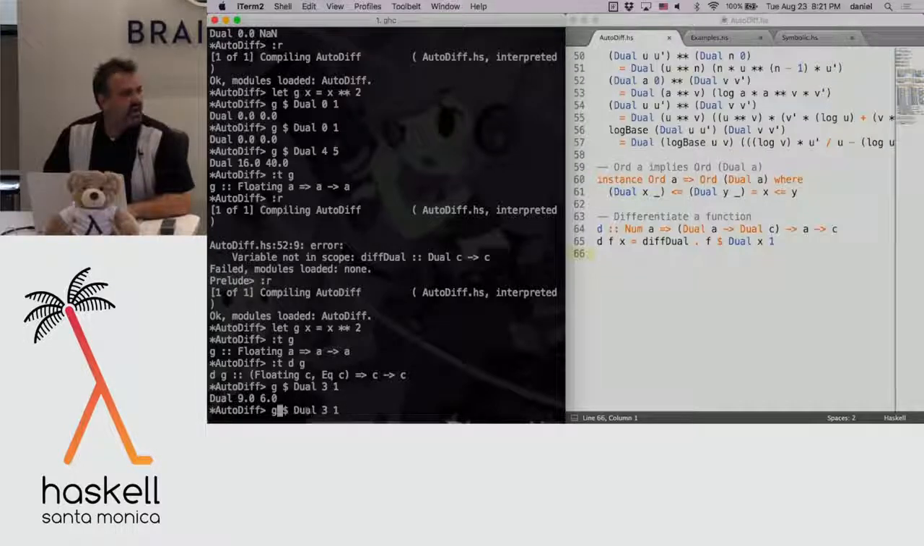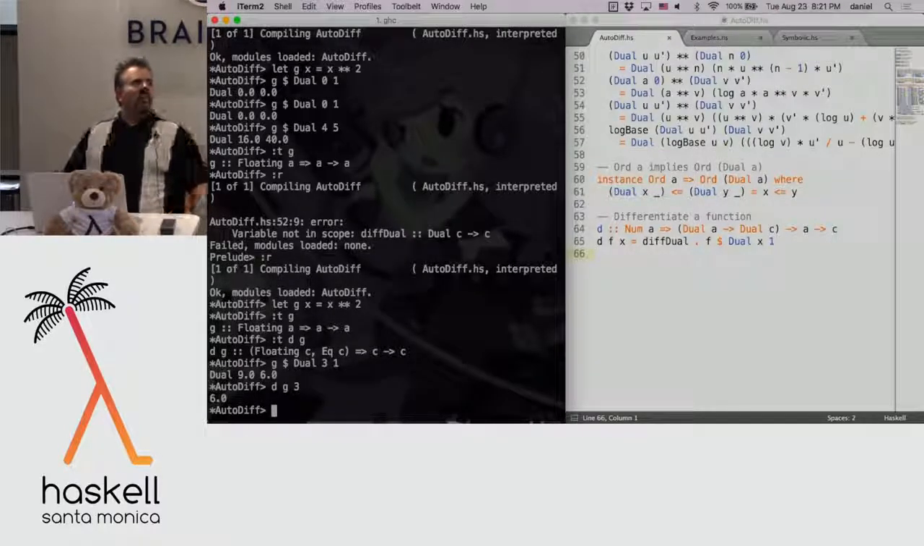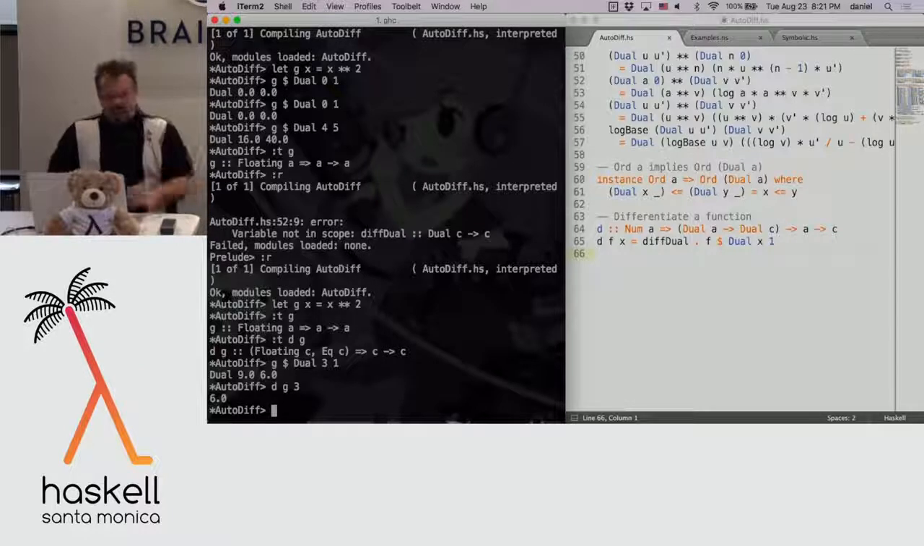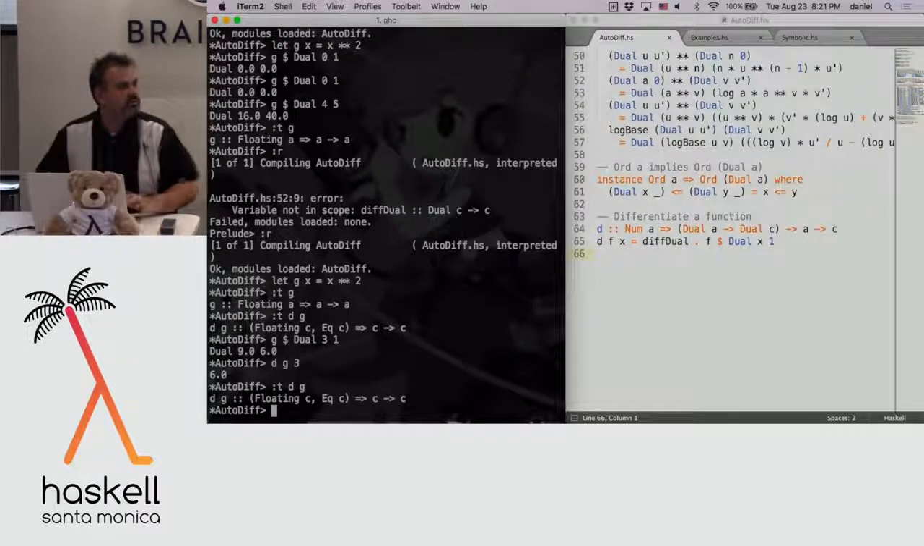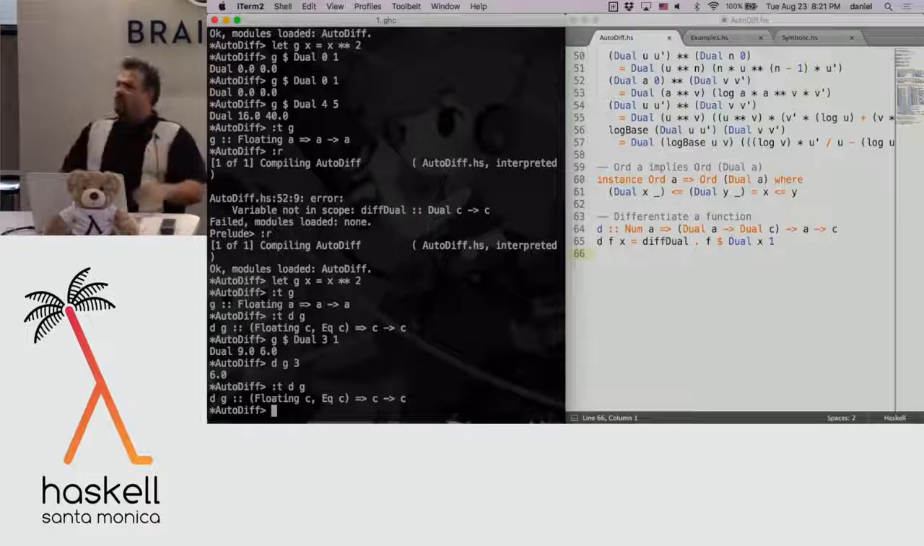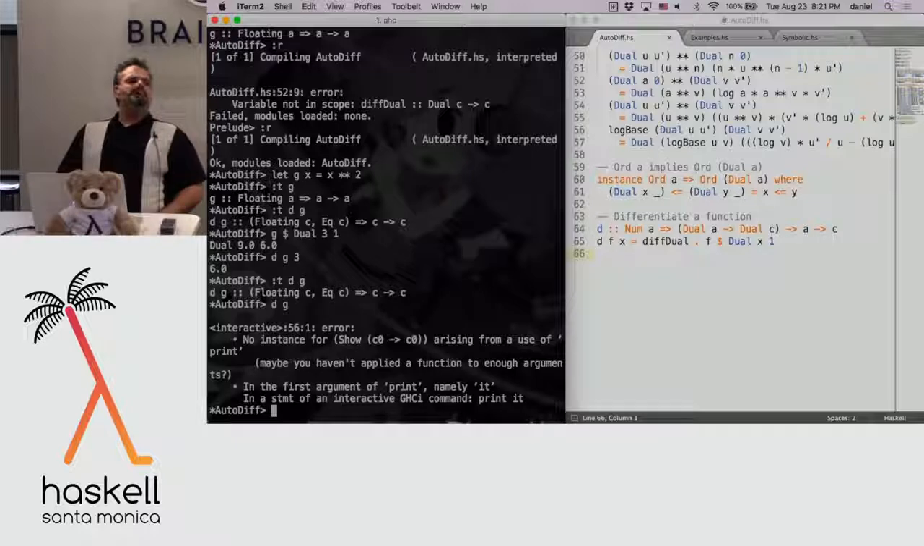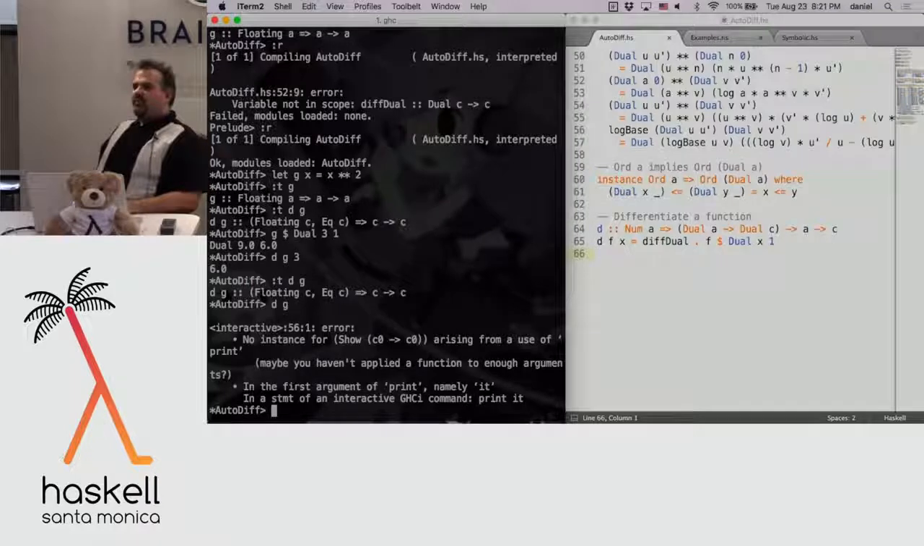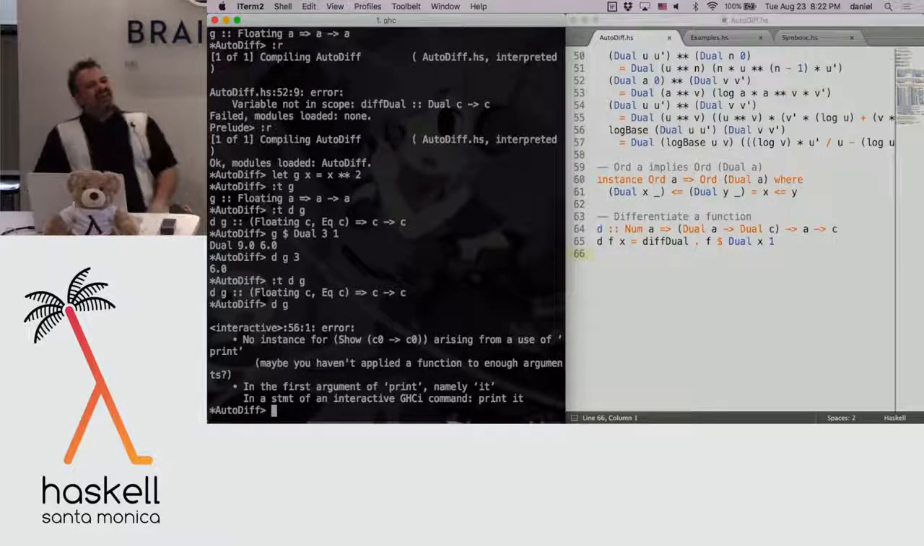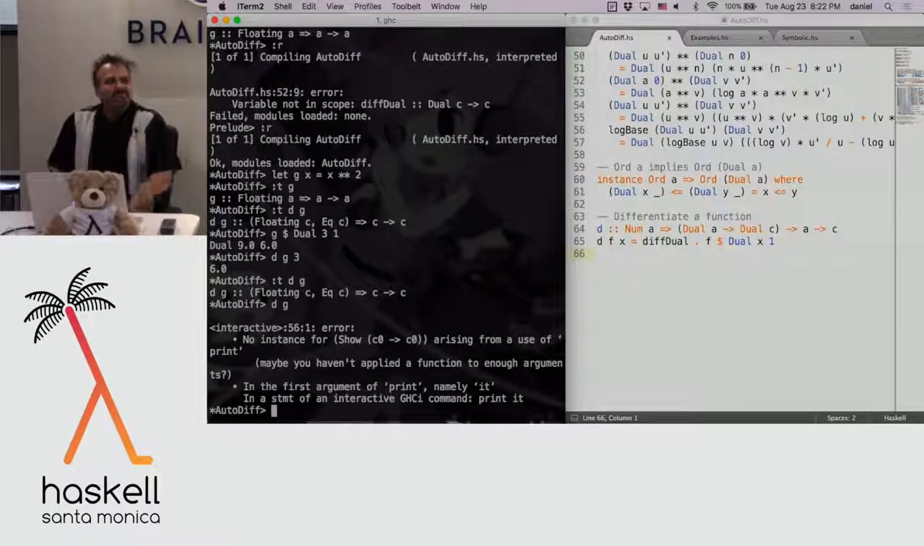Well, let's apply DG simply to the number 3. And we don't need that artificial 1 right there. And we get 6. So what is DG in our code? DG is the derivative of the function G. So we can't look at it. The people who wrote Haskell forgot to write a show instance for functions. But anyway, this is an actual Haskell function. That's kind of the point here.